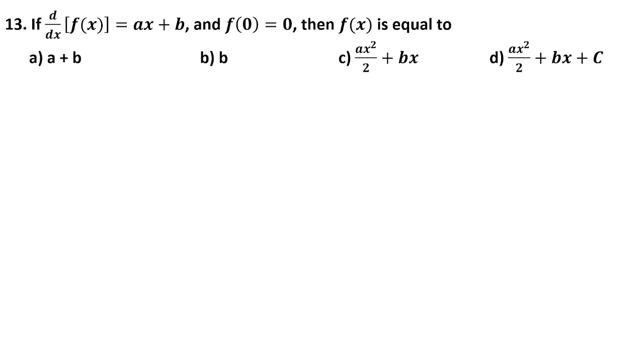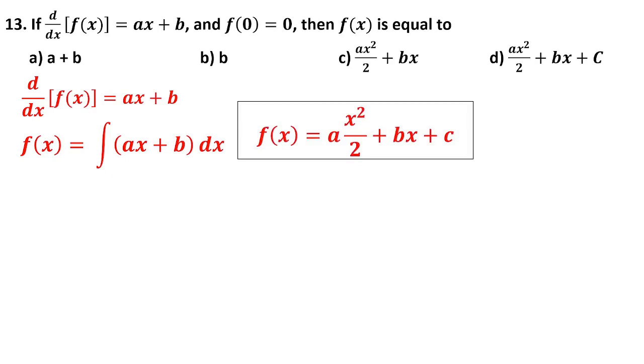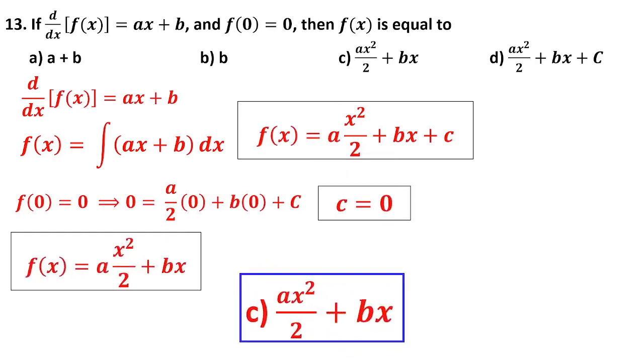Differentiation of f of x is given and f of 0 is given, then f of x is equal to. Now all of you know that if a derivative is given, you have to find the function, you have to integrate. Therefore, differentiation is given, therefore the function is the integration of the right hand side, the antiderivative. Therefore, f of x is a into x square by 2 plus bx plus c. Now to eliminate that c, which is the constant of integration, you have been given f of 0. Substitute now, you will get the value of c as 0. Therefore, f of x is ax square by 2 plus bx.